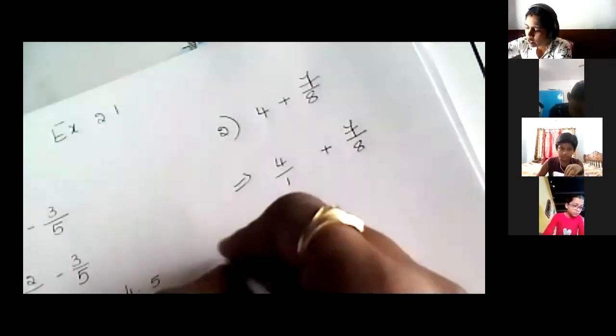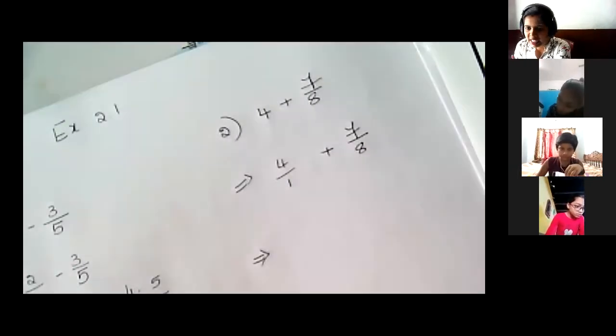Second question is 4 plus 7 by 8. This is the question. Here also no need to take the LCM, because here nothing means we have a 1, denominator is 1. So 1 8s are 8. 8 is our LCM.